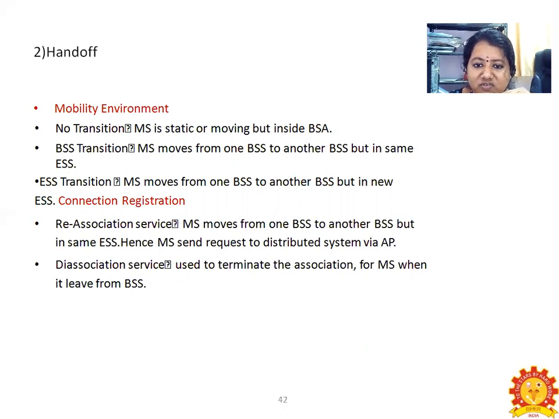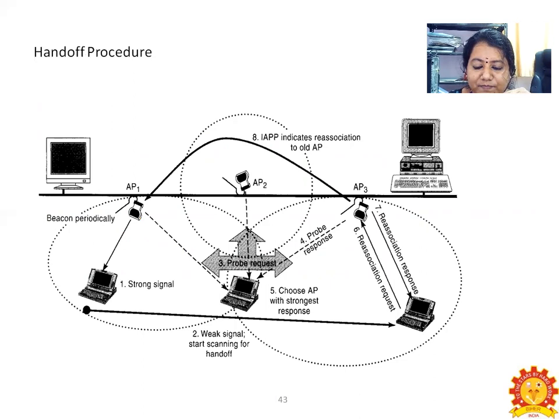Next is the connection registration. We'll be having a reassociation service and a disassociation service. In the reassociation service, the mobile station moves from one BSS to another BSS, but in the same ESS. Hence, the mobile station sends a request to the distribution system via the AP. The disassociation service is used to terminate the association for the mobile station when it leaves the BSS.